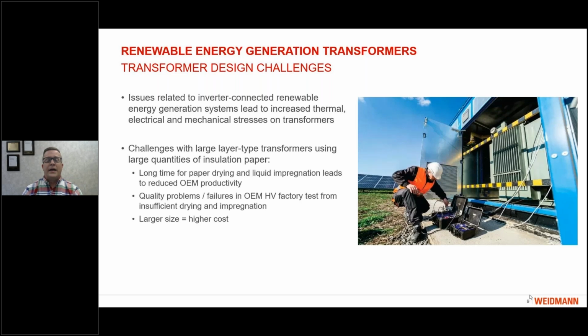And another thing is with these, again, layer type transformers being larger, they are insulated typically with paper. I have a diagram next, we'll show this in a little bit of detail, but with these larger transformers, layer type windings with lots of paper, the paper can take a long time to dry for the manufacturers when they're made in the factories, and a long time to impregnate with liquids. So you can potentially have some quality problems just due to the size and the nature of these bigger units.